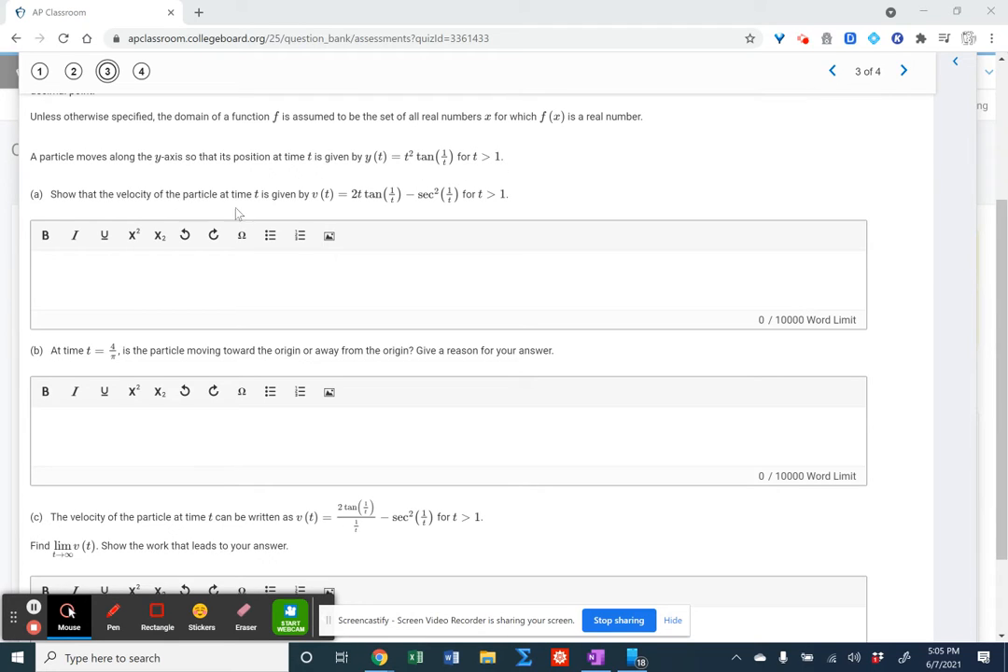Show that the velocity of the particle at time t is given by this velocity function here for t greater than 1. What you can't do, which some of you tried, is just say, yeah, I took the derivative and got the same thing. Essentially, that's what some of you did. You don't get credit for that. You have to at least explain what you did, show some work, so that they can believe you.